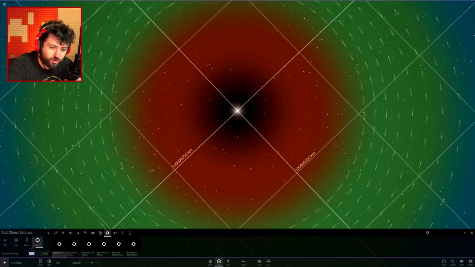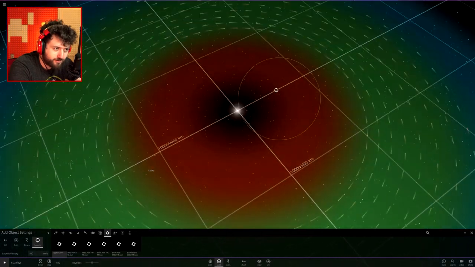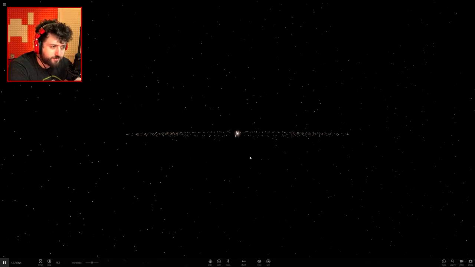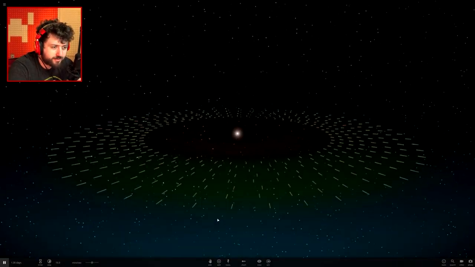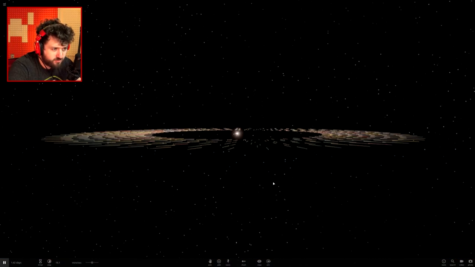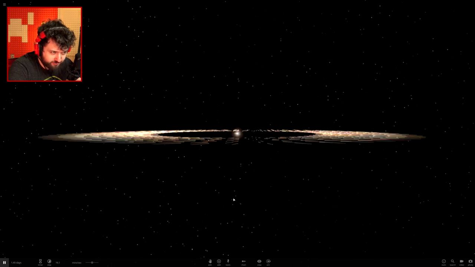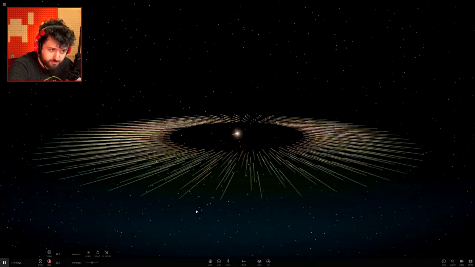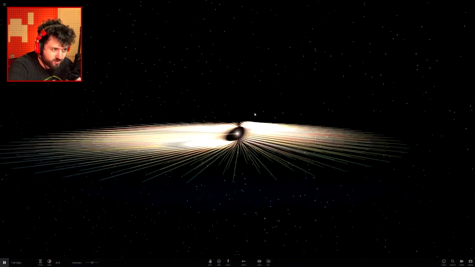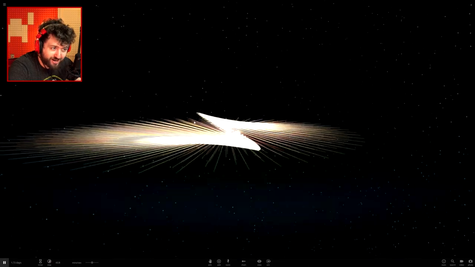Let's try launching it a little bit slower this time. Let's just go 100 kilometers per second. We'll put one right there. Right about here. Okay, so there we go. We're in the minutes per second. Everything is going outwards for some reason. It's staying relatively flat, so that's good. Let's speed that up. What is even going on? Why is everything rushing out here?